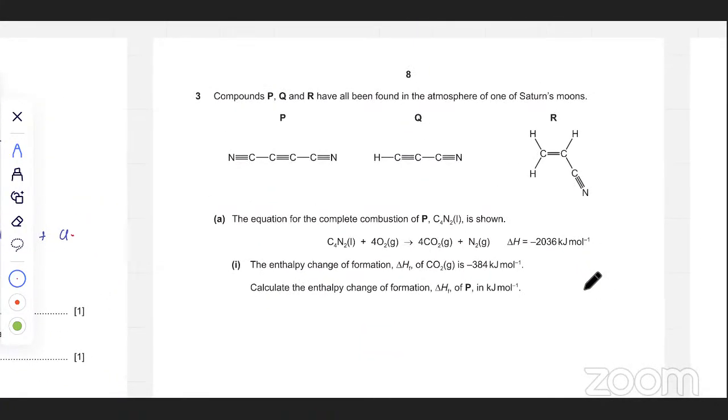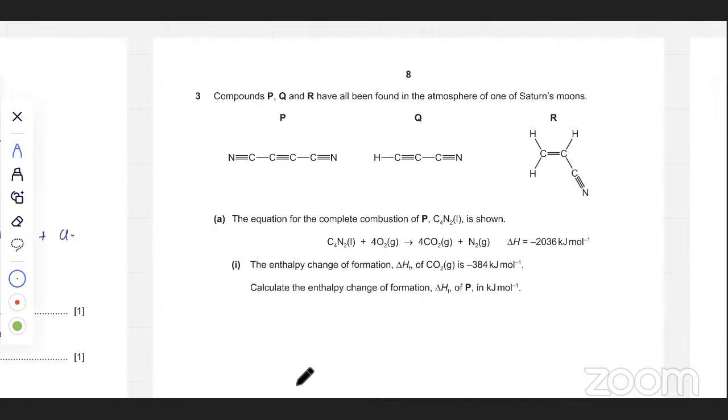Now, this one is that the PQNR have been found in the atmosphere of one of Saturn's moons, so probably some sort of nitriles. The equation for the complete combustion is shown. So this is the enthalpy change of combustion, I think. Now, the enthalpy change of formation of CO2 is minus 384. So they're asking to calculate the enthalpy change of formation of P in kilojoules. Of P, what's P? P is this one. This is the first one.